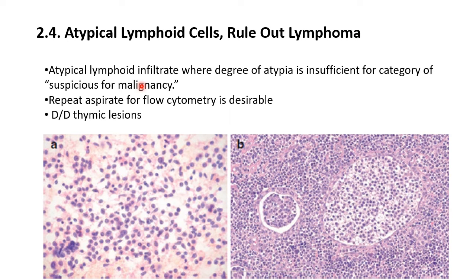The fourth subcategory in the atypia others category is the atypical lymphoid cells to rule out lymphoma. This particular category is given if an atypical lymphoid infiltrate is present, but the degree of atypia is insufficient for the category of suspicious for malignancy. In such cases, a repeat aspirate should be done for flow cytometry, and a differential diagnosis in such lesions is thymic lesions. If thymic lesions are present, you can have a similar kind of sheets of lymphocytes. So you have to differentiate between the two.